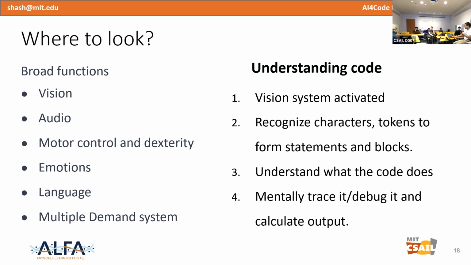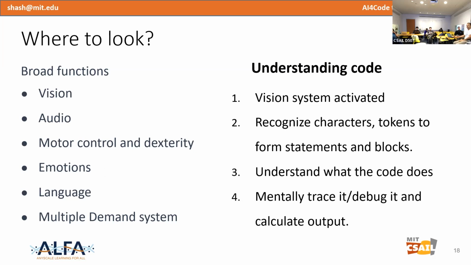So the vision system is activated, as we discussed. I mean, you're reading a bunch of characters. You recognize those characters and you form a sense of tokens and statements in your mind. And then broadly through some iterative process, you keep staring at those tokens and you get a sense of what it is doing. And then finally, if you have to trace it or debug it, you have to find the value of a particular variable, you will dry run it in your head and sort of do steps 2, 3, 4 probably in some mixed order iteratively.